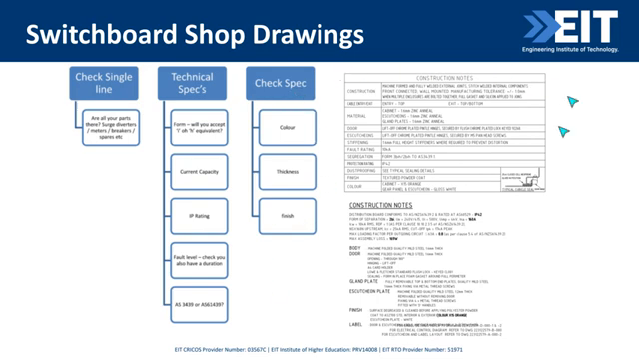On the right here is a snip from a shop drawing. So all this information will be contained either in a table or in some general construction notes within that shop drawing set.